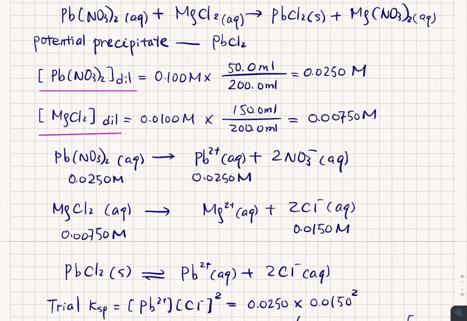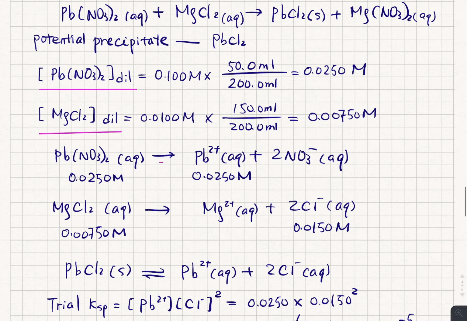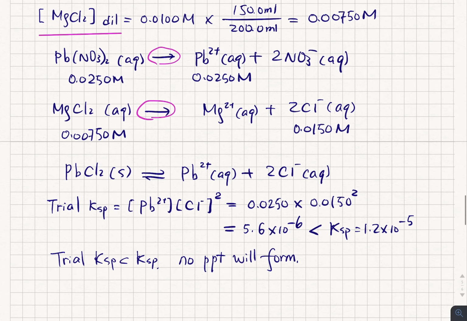And then we will use the dissociation of lead nitrate and then magnesium chloride, which you can see here are both one-way arrows because they're soluble ionic compounds. So they completely dissociate and produce the corresponding ions. Then from these two equations, we can find out the concentration of the Pb2+. We can also find out the concentration of the chloride.